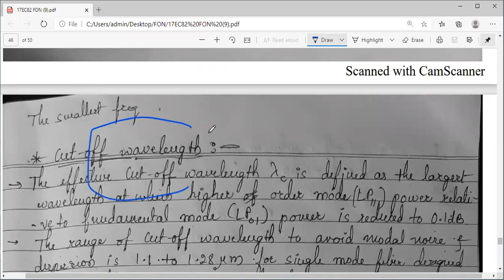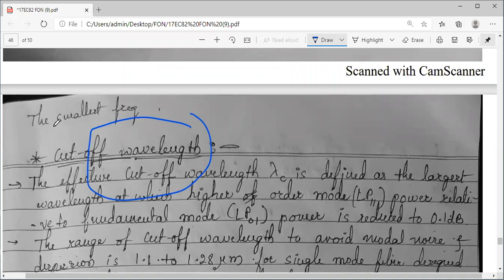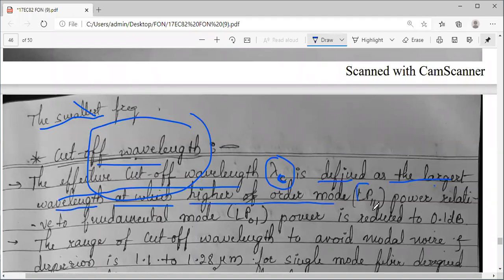So here in cutoff wavelength, as the frequency we consider the smallest frequency, cutoff wavelength will be the reciprocal, hence it will be the highest, largest. So this effective cutoff wavelength or simply cutoff wavelength is indicated by lambda suffix C, this subscript C indicates cutoff. It is defined as the largest, okay? Frequency is smallest, so wavelength is largest. It is that largest wavelength at which the higher order mode LP11.